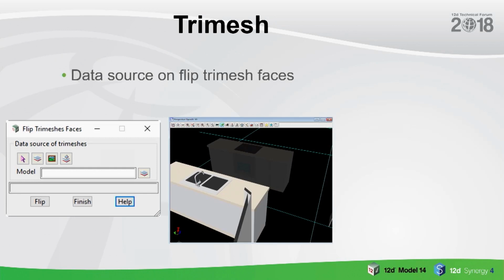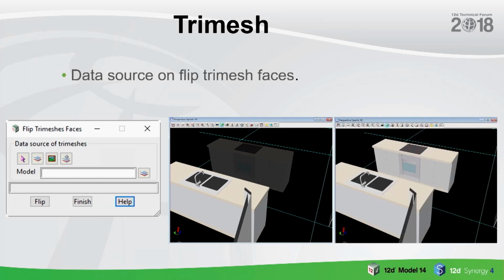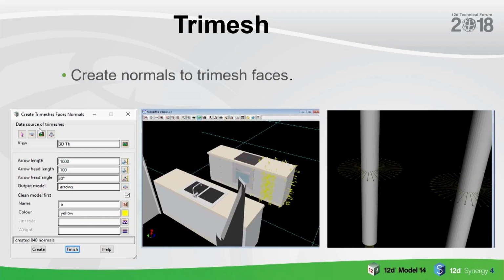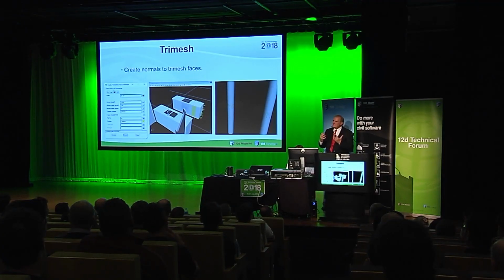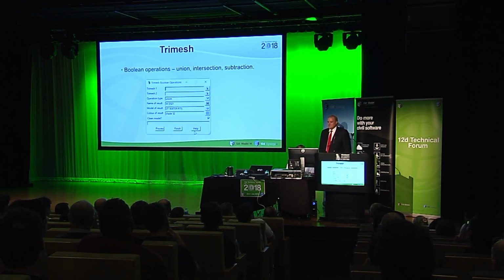Things you can do with trimeshes: you can flip the faces. You often get trimeshes where something goes wrong and something looks dark. They've just got the normal wrong, so you can flip them and then they start looking okay. So there are tools to do that, and you can do it to a whole lot of things rather than before, just one face. Create normals: a little drawing there of the normals, again to see which way it's facing, because that tells you if it's going to look light or dark.